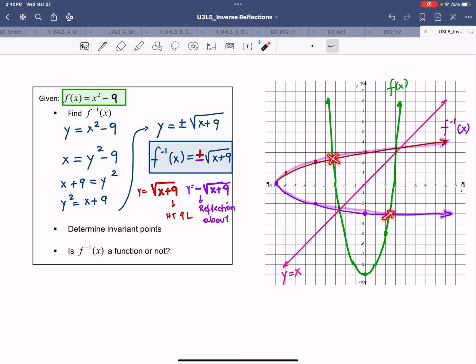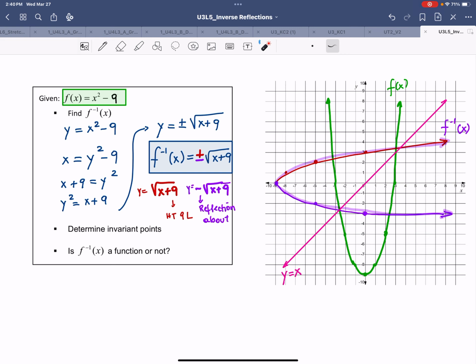So these are common points of the parabola and the inverted parabola, these two, but they're not invariant because what has happened in this case is that this point on the green graph has gone right here on the purple graph, and this point in here on the green has gone to the other side. So, sorry, this one here has gone right here, okay? So the only invariant points are the ones that are on the y equals x line.